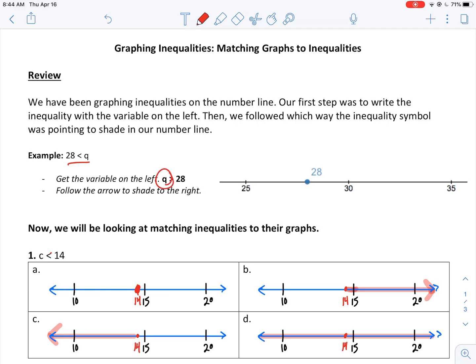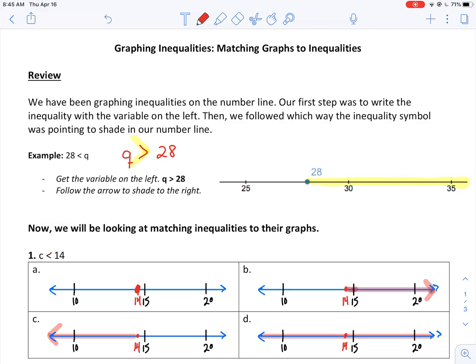So let's start off with an example here. So 28 is less than Q. Now what that means is 28 is smaller than Q. But we want Q or X or C or H or whatever variable that is, we want that on the left because it'll be much easier for us to read and to graph our inequality. So I want to rewrite this with Q on the left, 28 on the right, and I'm going to keep the inequality symbol opening up to Q. So I don't want to change that. Now that that's written out, let's graph it.